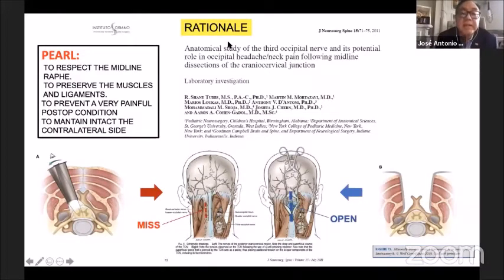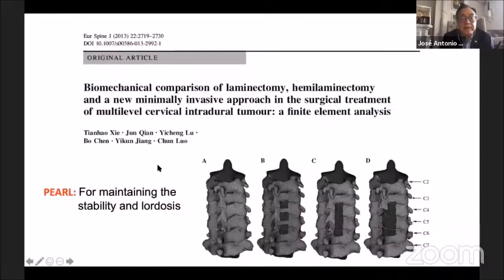The rationale is supported by anatomical studies showing that the third occipital nerve has a very important role in the occipital headache and neck pain following midline dissections of the craniocervical junction. So the idea is to go paramedial, respecting the raphe, to respect the ligaments in the midline, to preserve the muscles and ligaments, to prevent a very painful post-op condition, and to maintain intact the contralateral side. And also for maintaining the stability and lordosis, preserving the contralateral ligaments, muscles, and capsules.